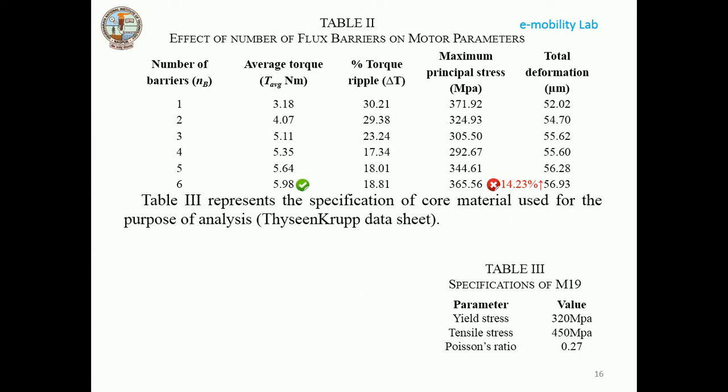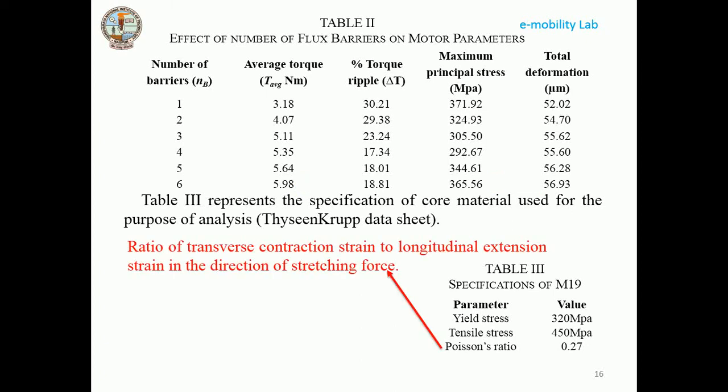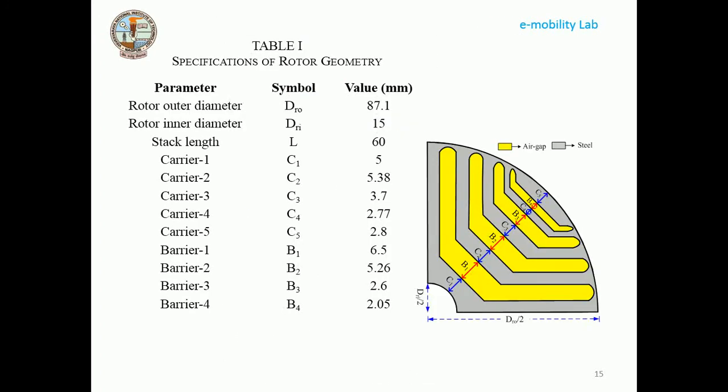Why are we considering this in this machine? Why not in induction motor and switched reluctance motor? Because we have a structure here like this. In induction motor, the rotor is a solid material. Of course, in switched reluctance motor, the rotor is also a solid material. There is no air gap in between. But the machine we are talking about has a combination of steel as well as air gap.